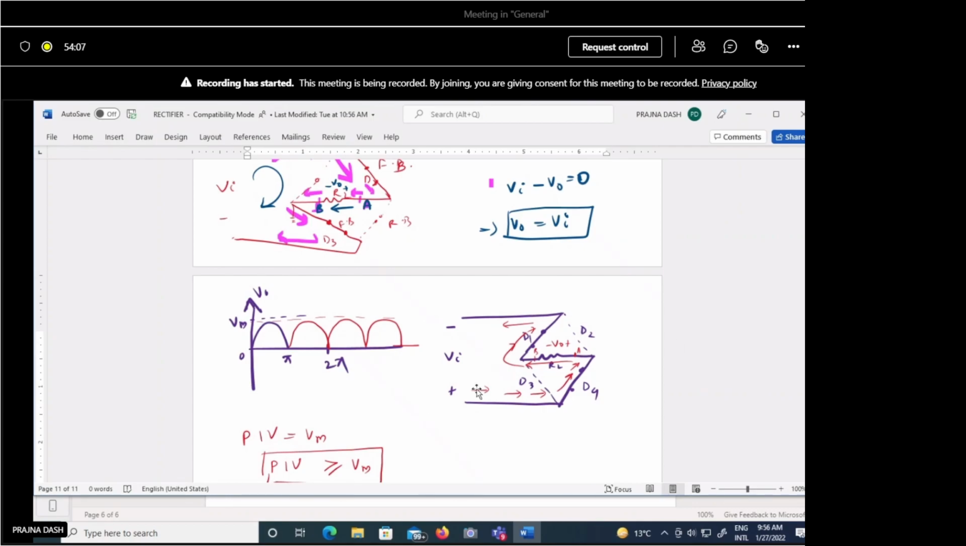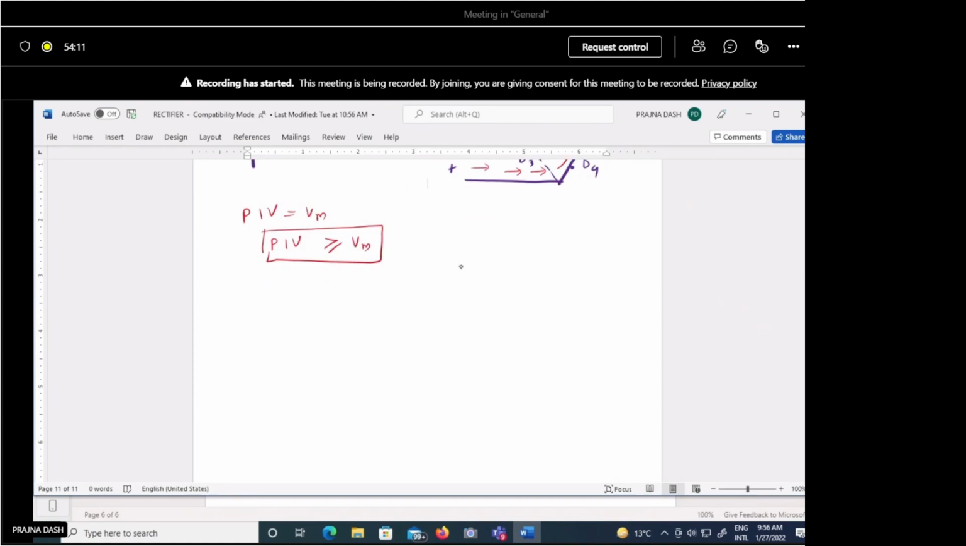I am giving you an assignment: calculate the parameters we have been calculating, that is VDC, IDC, then VRMS, IRMS, ripple factor, that is gamma, then efficiency, that is eta, then form factor and transformer utilization factor.